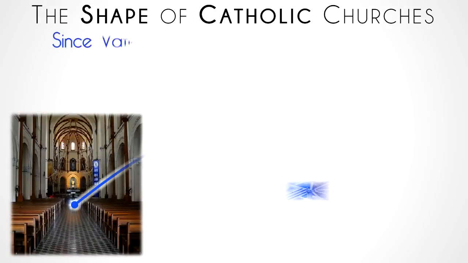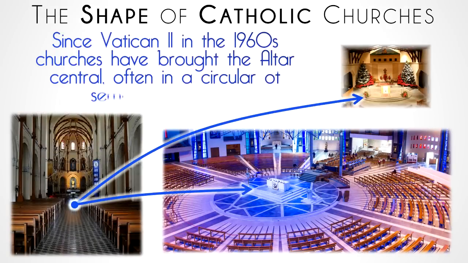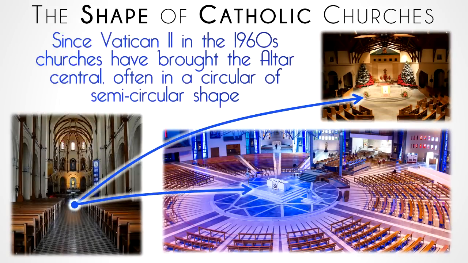Since the Second Vatican Council in the 1960s, newer Catholic churches have moved towards either a circular or semicircular shape. This is because it allows the altar to be more central to the worship and to help all of the congregation to feel closer to the altar.